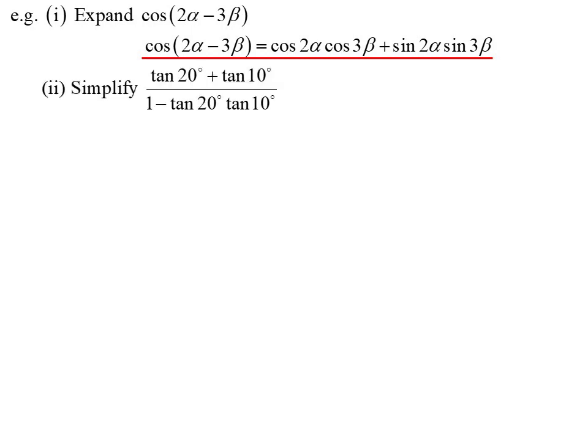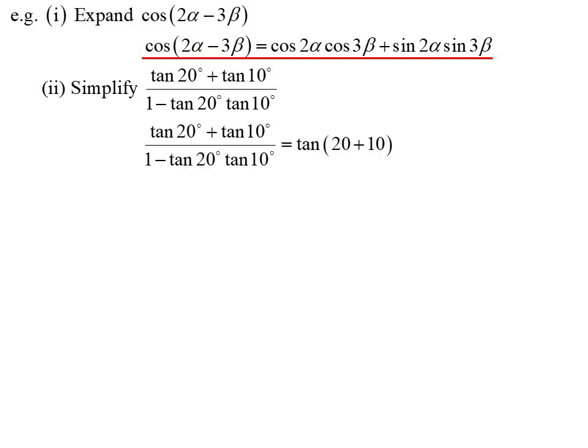Simplify this, but I notice it has the pattern tan plus tan on 1 minus tan tan. So that must be the tan of 20 plus 10. Tan of 30, we know that one. Tan of 30 is 1 on root 3.